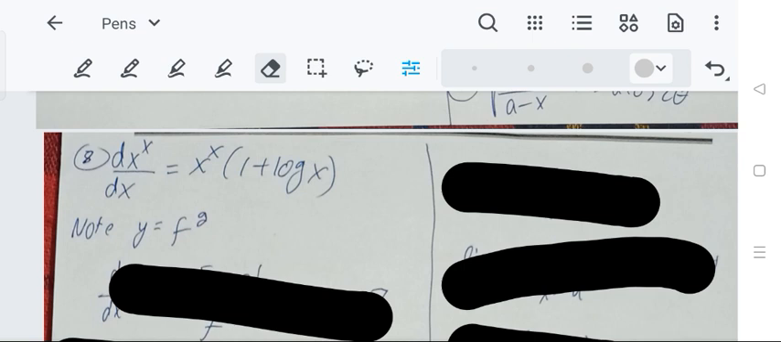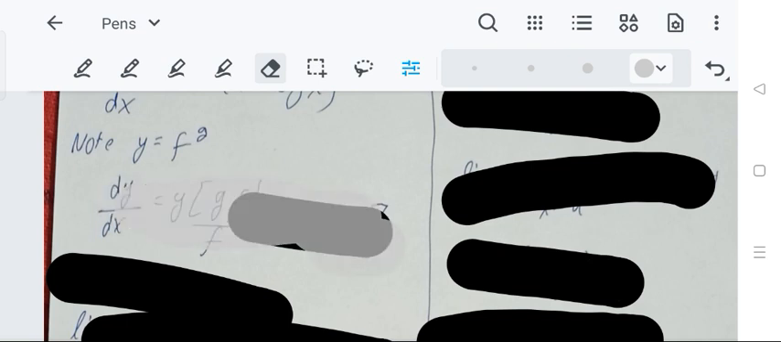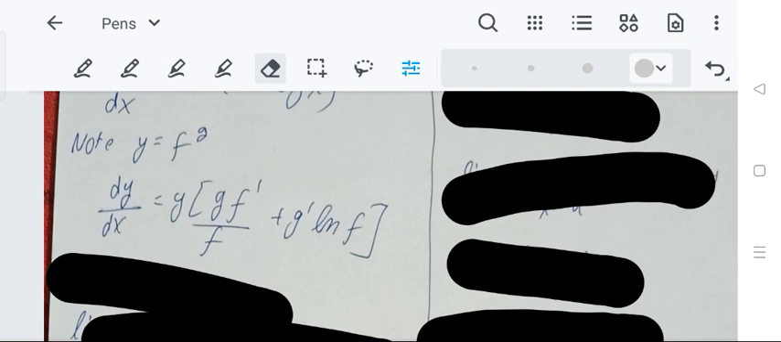Now this is not compulsory, but it's a general form. I told you about x raised to the power x, but what if f raised to the power g, where f is a function of x, g is a function of x, and f and g are both different functions? This formula is complicated. In this case, you just take log on both sides. This formula is just for reference: y times g into f dash by f plus g dash times ln of f.